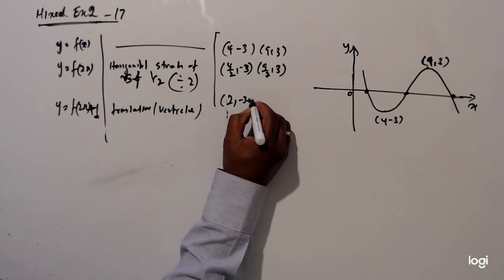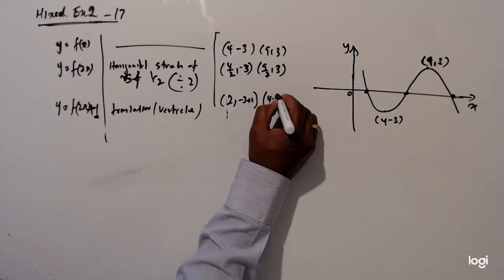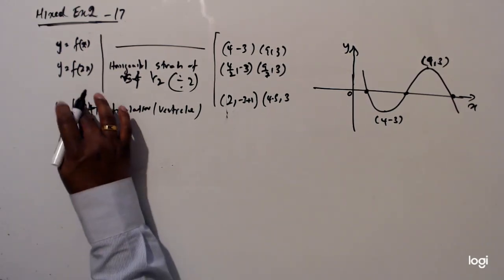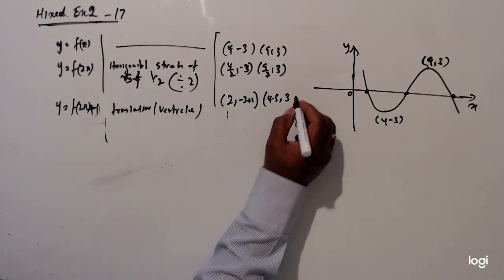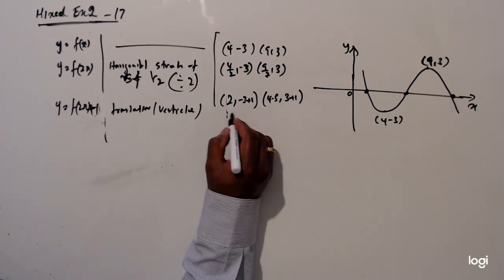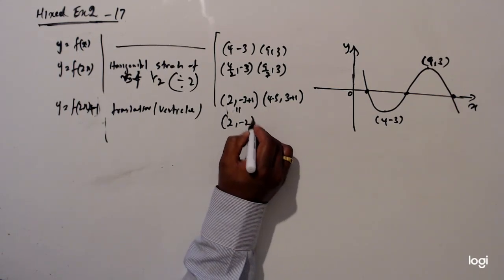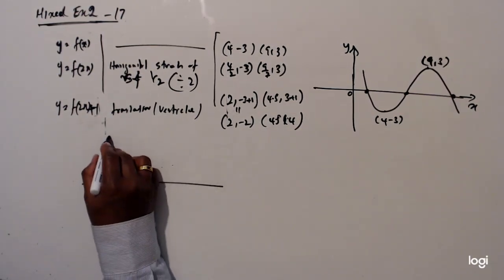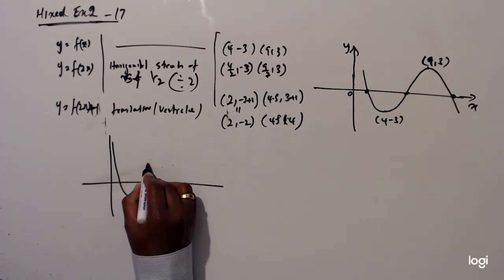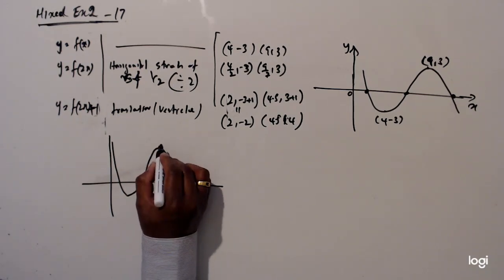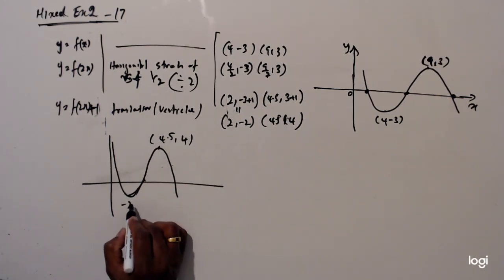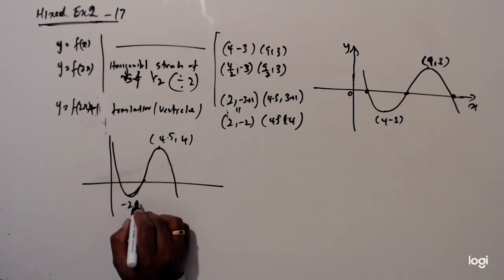and then minus 3 plus 1. This is 9 over 2, 4.5. Then this plus 1 is a vertical translation alone. Vertical translation with plus 1. So 3 plus 1. So the final points are (2, minus 2) and (4.5, 4). So the graph we can draw. So this is 4.5 and 4, and this is 2, minus 2.